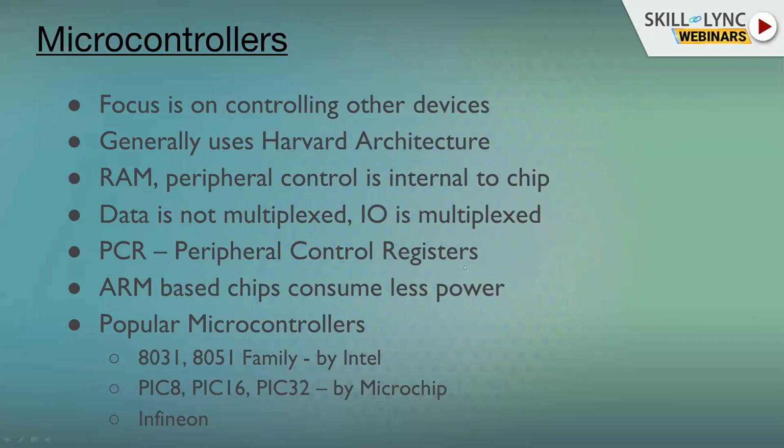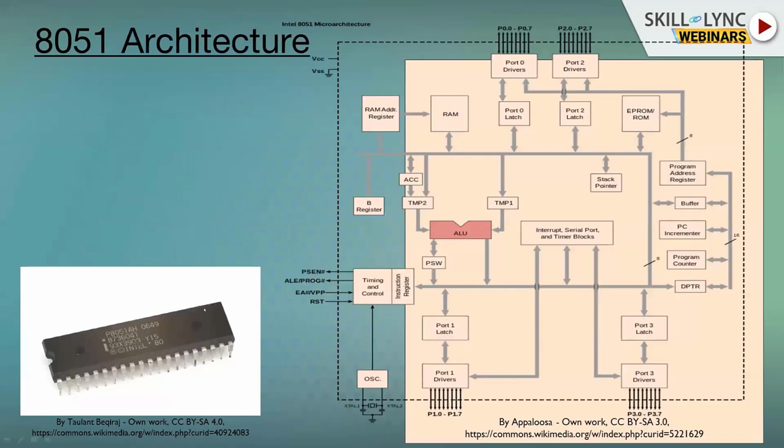And these devices will have a specific register called the peripheral control register. In microprocessors, we have specific registers, primarily the accumulator or computation registers, whereas in microcontrollers you will see peripheral control registers. Okay, let us look at the picture.